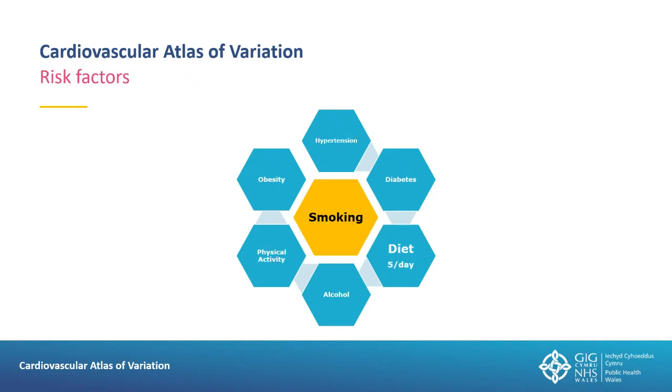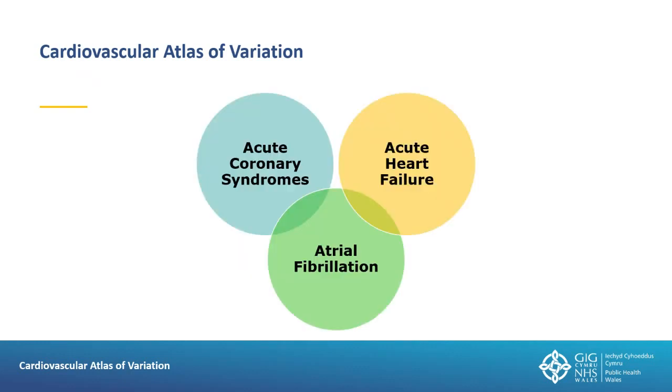So we looked at these risk factors: smoking, hypertension, obesity, physical activity, alcohol, diet, diabetes. And we also looked at hospital admissions for 3 main things. One was chest pain, the acute coronary syndromes, one was heart failure, and the other was atrial fibrillation and stroke.